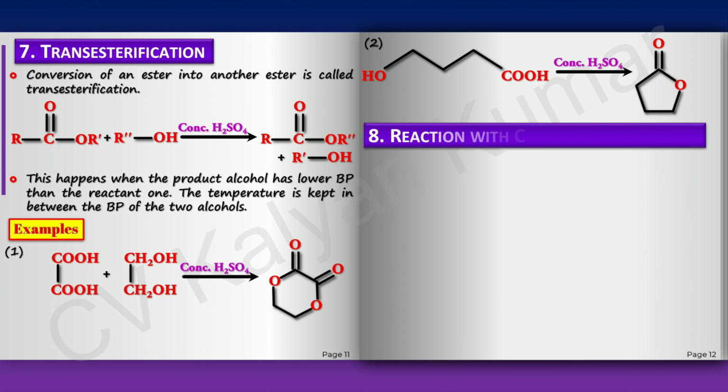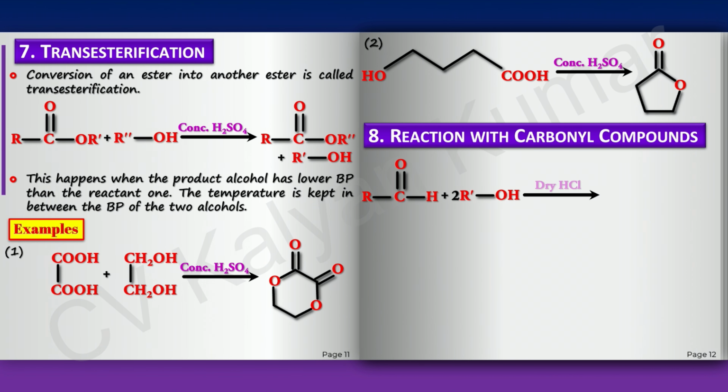Next is reaction with carbonyl compounds. Now, in reaction with carbonyl compounds, you have, let's say, an aldehyde, and you use two equivalents of alcohol, and you put dry HCl. What will happen is you will get geminal diether. From an aldehyde, if it is formed, it is called acetal. If you use a ketone instead, this product is called a ketal. And the important thing about this is that this acetal can be reconverted to the aldehyde by acidic hydrolysis. Because remember, ethers are highly sensitive towards acid. And the way this happens is like this.